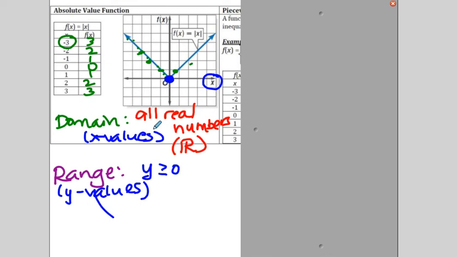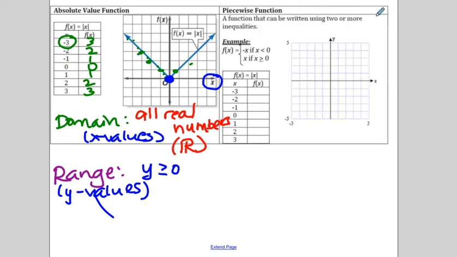Now that we talked about an absolute value function, you can always take an absolute value function and write it as what we call piecewise. Do you guys see 2 different lines here? There's this function and there's this function. So what we're going to do is graph it as a piecewise function. Okay, it's a function that can be written using 2 or more inequalities. For our purposes, we're going to just keep it to 2 inequalities, and we're going to graph it from there.